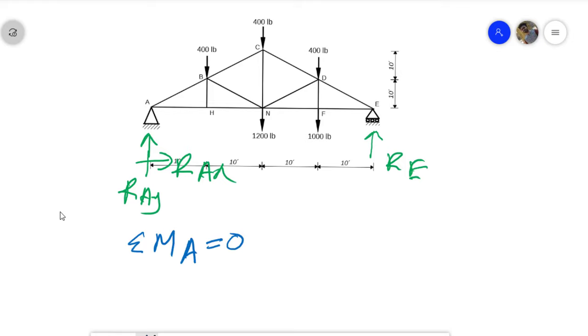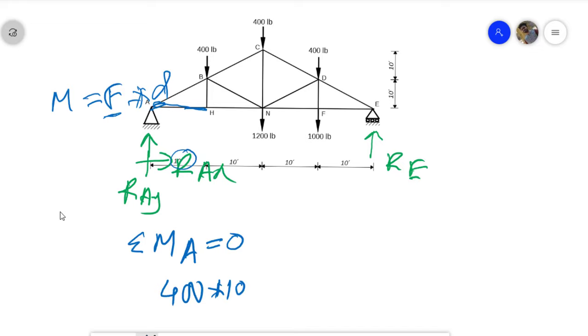So 400 pound, that will give a moment. And what is the magnitude of the moment? We know that moment is equal to force times distance. So we should know the magnitude of the force and the distance. The magnitude of the force is 400. We just need to find the distance, and the distance is AE, and that is 10 feet. So 400 into 10, and as the arrow sign is in the downward direction, that will produce a clockwise moment.